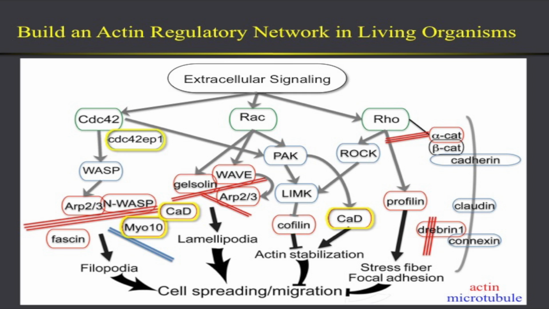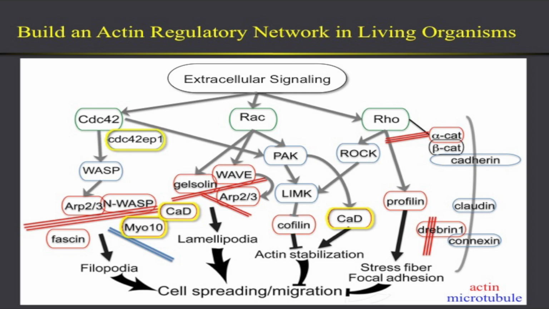This is a putative actin regulatory network that I built based on yeast and cell culture studies. So I hypothesize that extracellular signals will first activate core actin regulators such as Cdc42, Rac, or Rho, which will then activate different actin regulators that either directly bind to actin or indirectly bind to actin to regulate different actin processes.